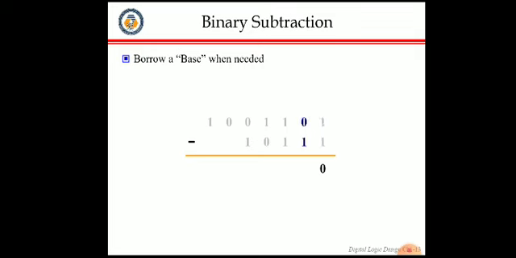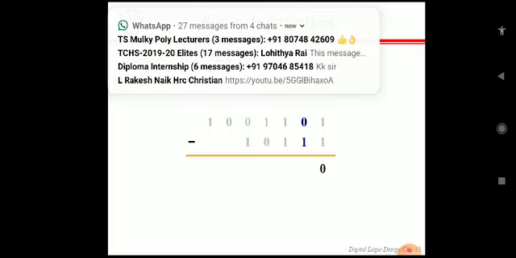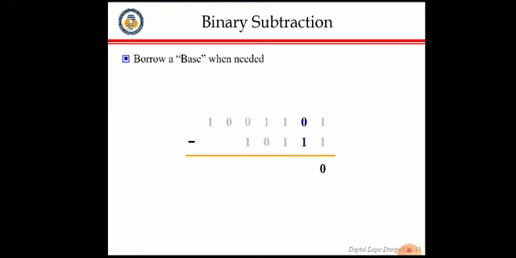0 minus 1. Can you do that? No, you can't do. So what we have to do? We have to borrow from the next higher position. So take borrow. Here borrow is not 10 as in decimal, but it is 10 in binary. 10 means 2. For the binary number system, base is 2. That means we are taking borrow 2. Borrow 2 means 1 0, borrowing 1 0 from the next higher position.